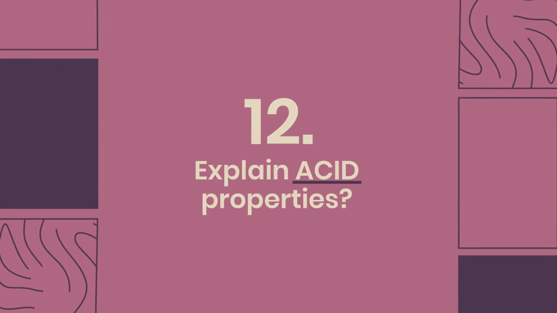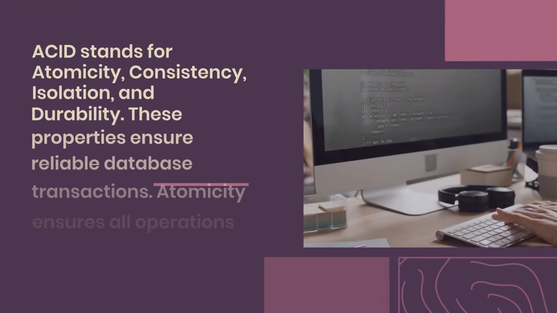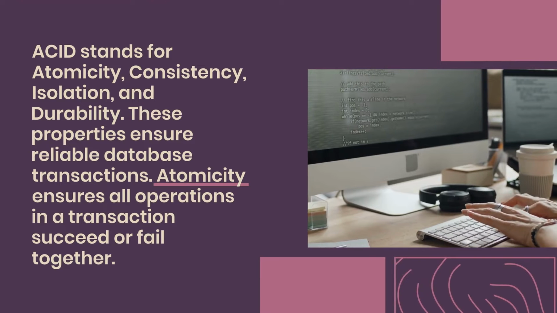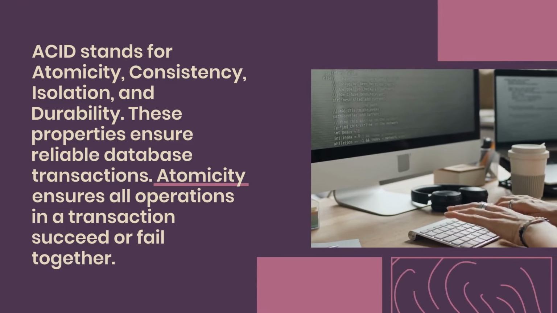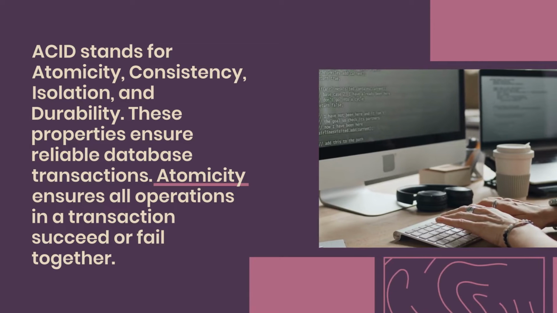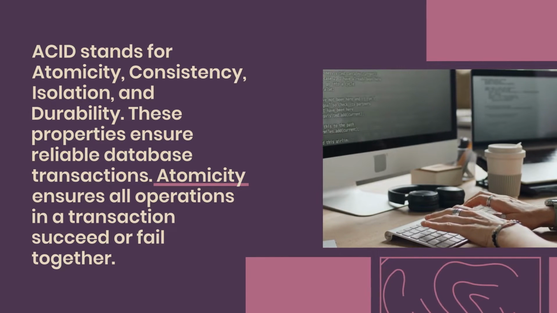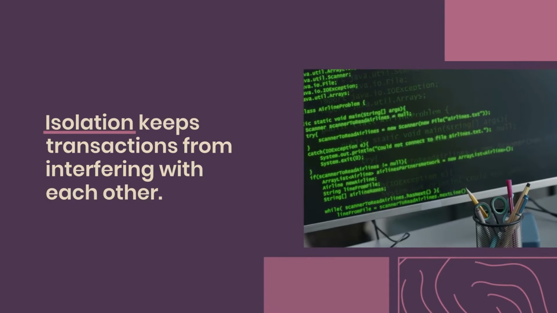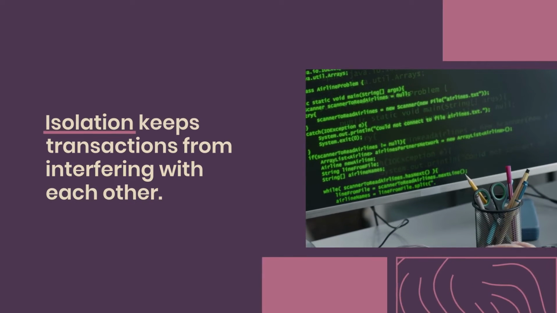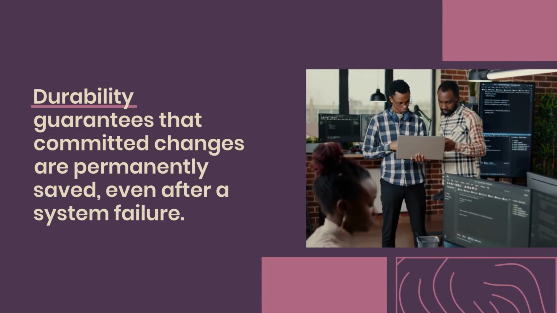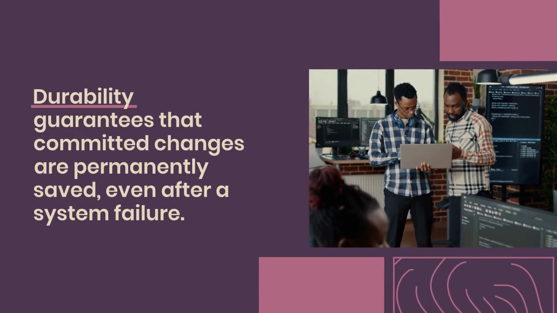12. Explain ACID properties. ACID stands for atomicity, consistency, isolation, and durability. These properties ensure reliable database transactions. Atomicity ensures all operations in a transaction succeed or fail together. Consistency maintains database integrity. Isolation keeps transactions from interfering with each other. Durability guarantees that committed changes are permanently saved, even after a system failure.